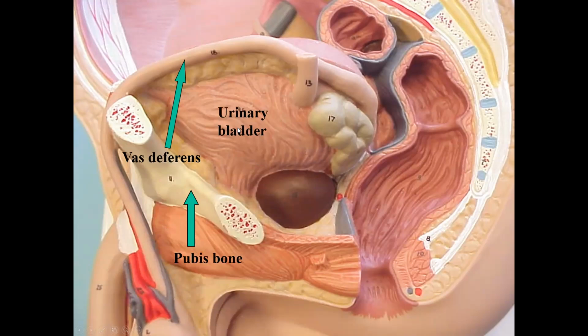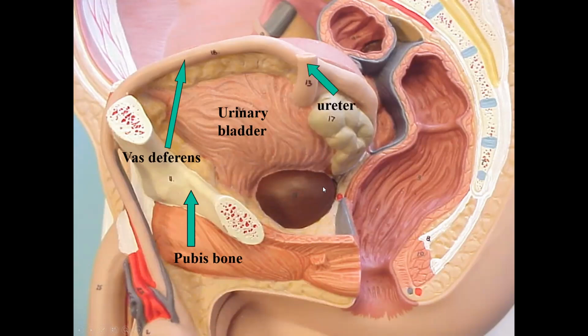Right there, there's the urinary bladder. And this Vas Deferens wraps around here. This structure, number 17, is one of the seminal vesicles. And the seminal vesicles and the Vas Deferens on each side come together into a duct inside the prostate gland, this brown walnut-shaped structure here.